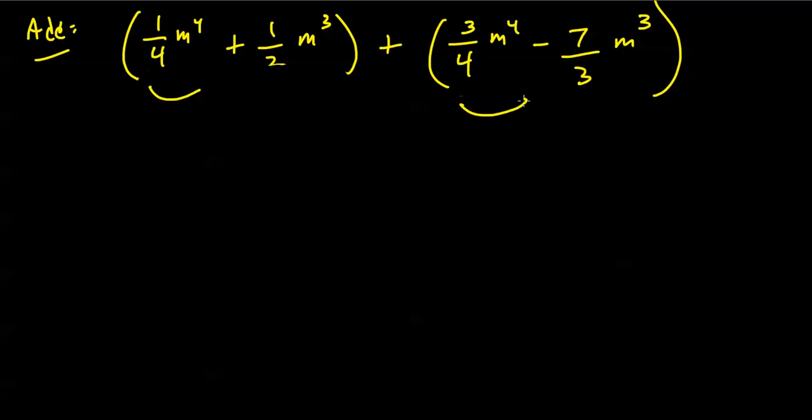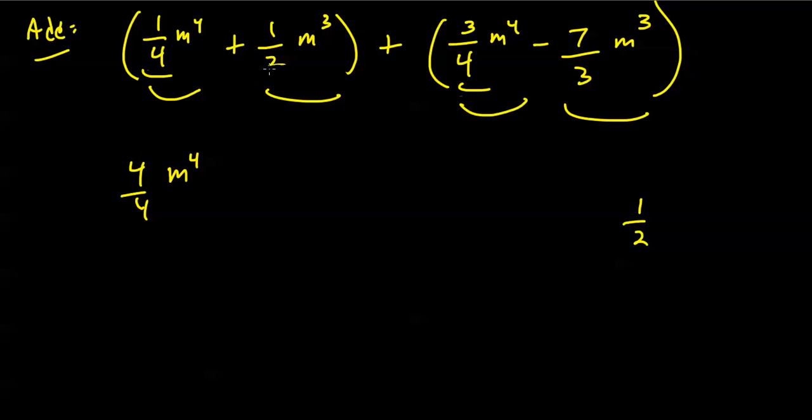So 1/4 m to the fourth plus 3/4 m to the fourth. Well, again, I'll keep my variable portion the same and add those coefficients in it as indicated. 1/4 plus 3/4 is, of course, 4/4. And I'll simplify that in a minute. And now I'll combine these degree 3 like terms. 1/2 m cubed minus 7/3 m cubed. Yes, you're going to have to subtract some fractions here. Well, it's going to be a multiple of m cubed.